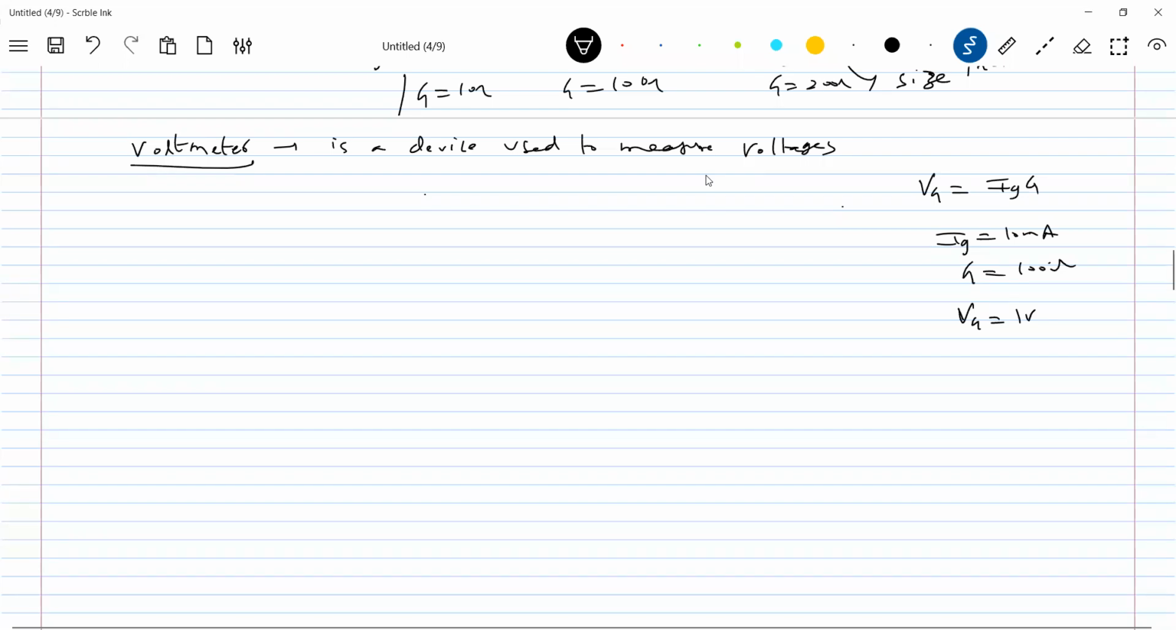But practically what happened? I do come across a wide variety of voltages, you know, 1 volt, 2 volt, 5 volt, 10 volt, 40,000 volt, 1 lakh volt, or 5 lakh, 10 lakh volt. So definitely I need an instrument which can measure high voltages. The galvanometer cannot help us. Just a plain galvanometer will not help us.